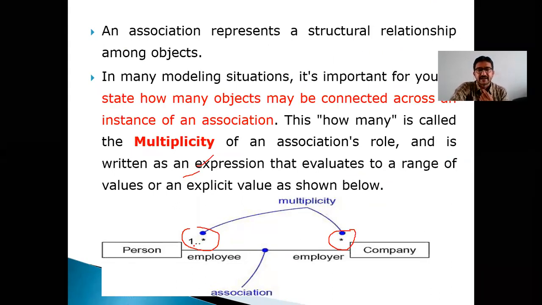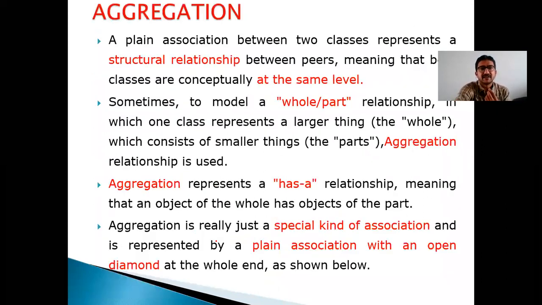One dot dot star means one to many. How to read this term is many. So one or more persons are working in more companies, and in more companies, one or more persons are working too. Like this, we can read it. In that context, we need to specify the multiplicity and also the aggregation.